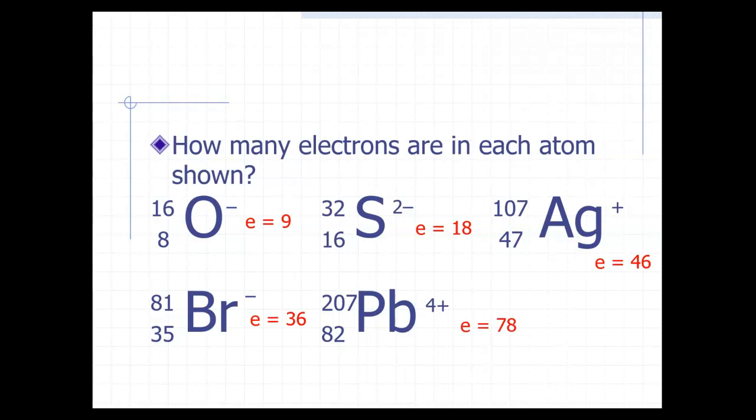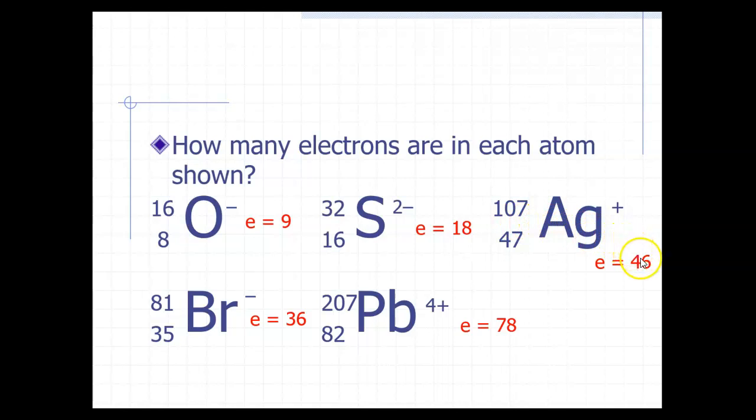Okay, here come the answers. This atom has 9 electrons. It's got an extra electron because it has a charge of -1. It's got 8 protons, therefore 9 electrons. This atom has 18 electrons. It's got 16 protons. This symbol tells you it has 2 extra electrons because it's -2. Therefore, it's got 18 electrons.